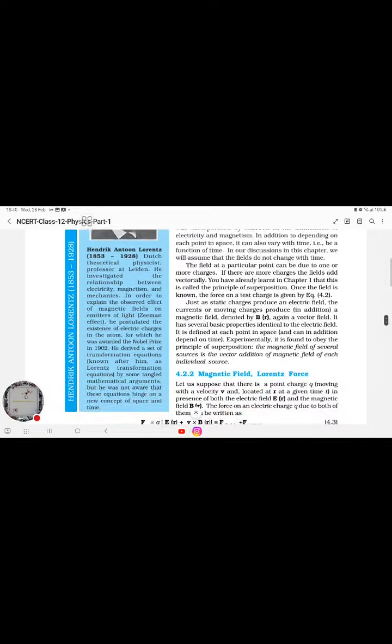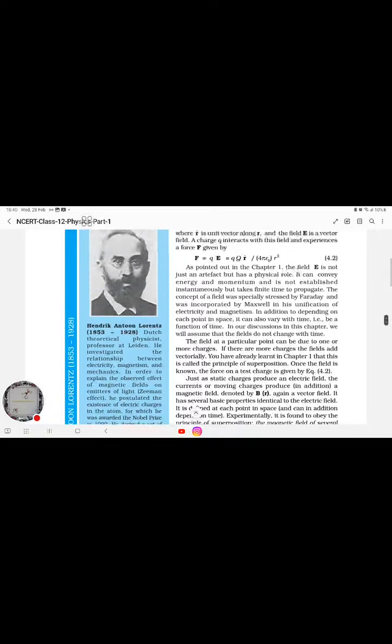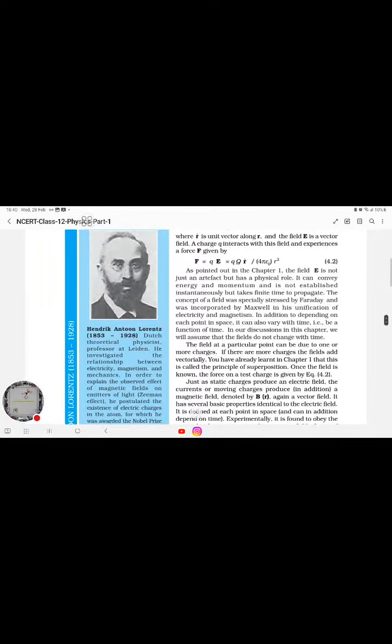The field at a particular point can be due to one or more charges. If there are more charges, the fields add vectorially, as we have learned in chapter 1. This is called the principle of superposition. Once the field is known, the force on a test charge is given by equation 4.2. Equation 4.2 is F equals qE, where E is the electric field due to the presence of a charge capital Q.